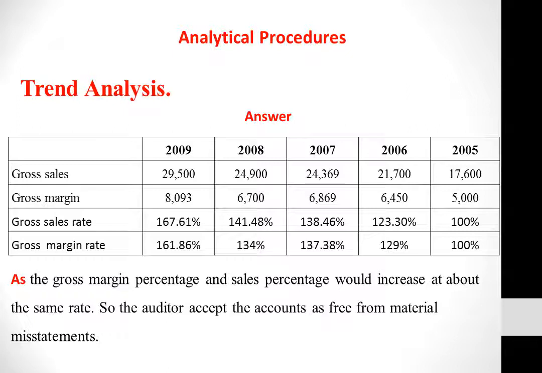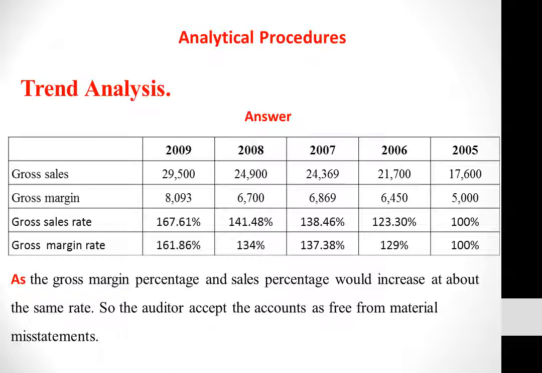We find out that the gross sales rate is increasing. We should find out if the gross margin rate is increasing at the same rate, or vice versa, or if there's something off. If the gross margin rate moves in the same way, at the same rate as the gross sales rate, I'm going to accept this rate. So let's calculate the gross margin rate.